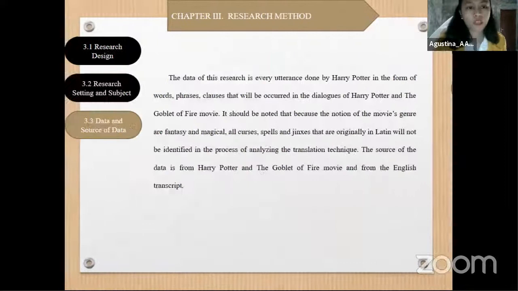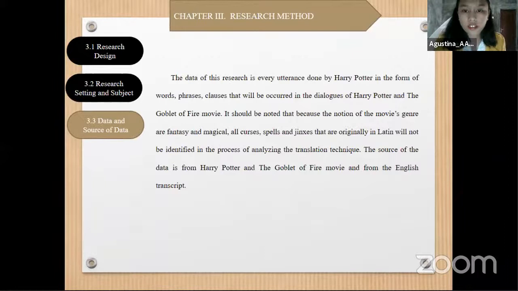Data and source of data. The data of this research is every utterance done by Harry Potter in the form of words, phrases, and clauses that occur in the dialogues of Harry Potter and the Goblet of Fire movie. It should be noted that because the movie's genre is fantasy and magical, all curses, spells, and jinxes that are originally in Latin will not be identified in the process of analyzing the translation technique. The source of the data is from Harry Potter and the Goblet of Fire movie and from the English transcript.